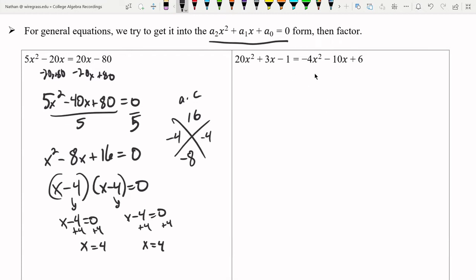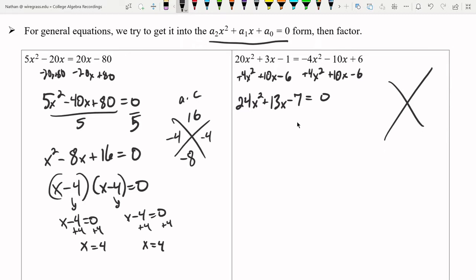Now for the next one, I'm going to do the same process. I'm going to add 4x squared, add 10x, and subtract 6. That gives 24x squared plus 13x minus 7. And I can try the AC method on this one. A times c is 24 times negative 7. It's going to give us, let me grab my calculator here, negative 168. B is just 13.